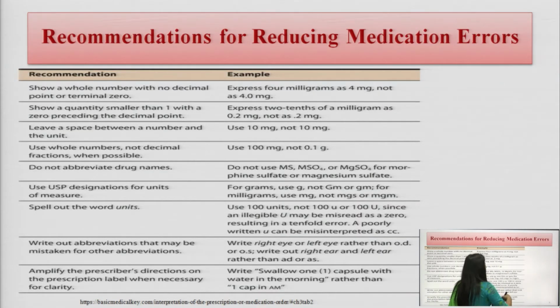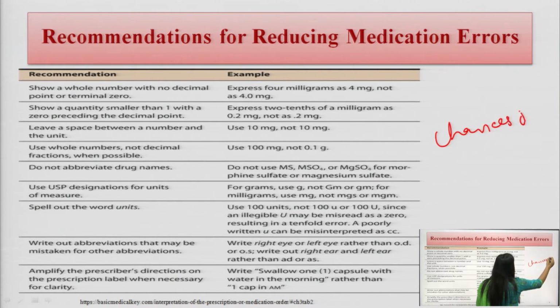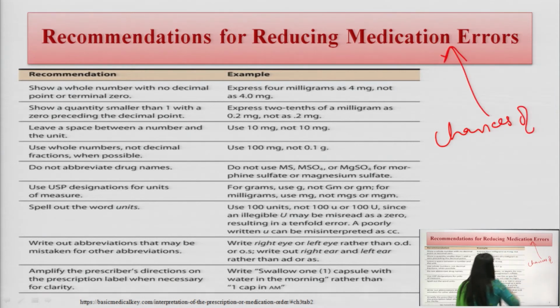Now, when these terms are used in abbreviated, short form, there are chances of medication error. To reduce medication errors, there are some points we'll discuss here. Point number 1, what a pharmacist or a physician can do: show a whole number. Always write the whole number with no decimal point or terminal 0.